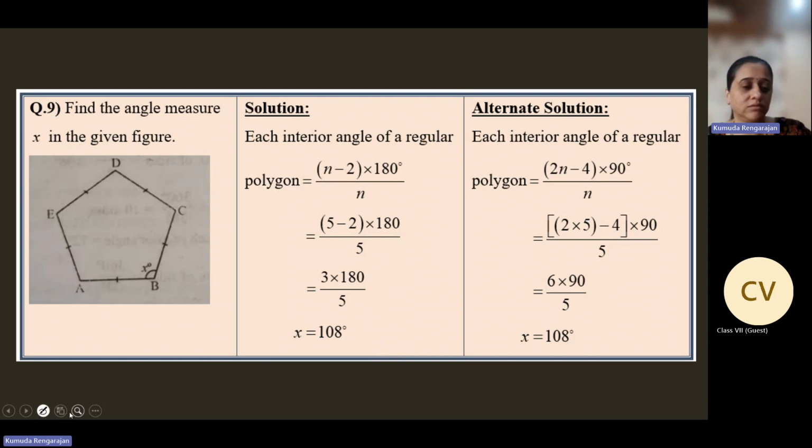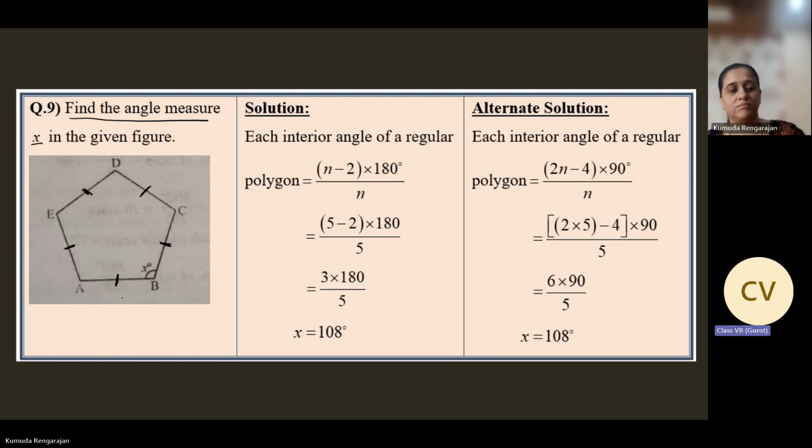We'll just do one solution. So here, find the angle measure X in the given figure. So can you see these lines marked? What do they indicate? They're equal. It's a regular pentagon. Pentagon because the polygon has 5 sides. And all the 5 sides are marked equal.